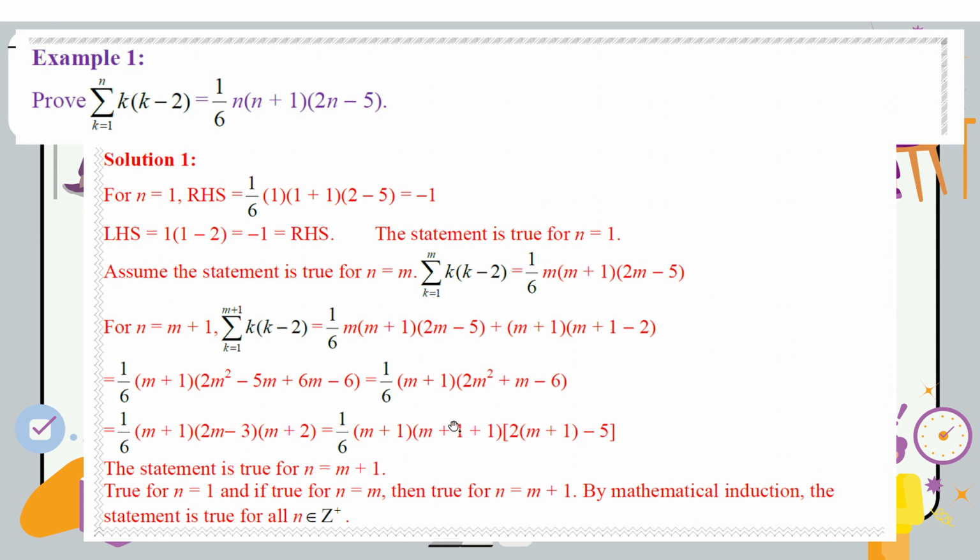Excellent. But you write it clearly, m plus 1 plus 1. How about 2(m plus 1) minus 5? Yes, actually it's 2m minus 3. So we did it. So the statement is also true for n equals m plus 1.